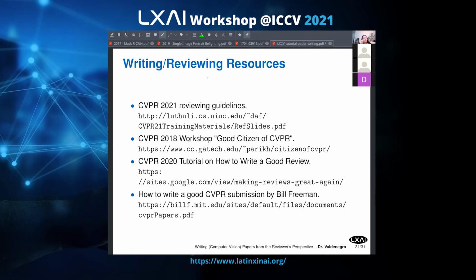So here I share some writing and reviewing resources. Of course, there are many workshops that have happened in the past, for example, the Good Citizen of CVPR, or the CVPR 2020 tutorial on how to write a good review. You can find these links in the presentation, which I will put on my website. There's also a paper about how to write a good CVPR submission by Bill Freeman. All of them are basically a treasure trove for how to write good papers.